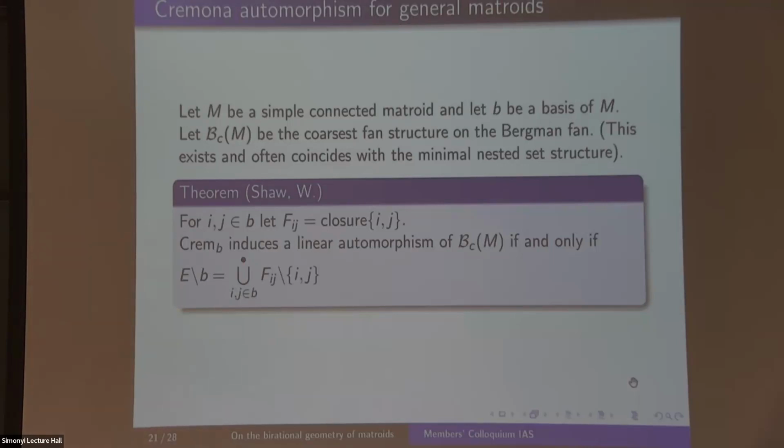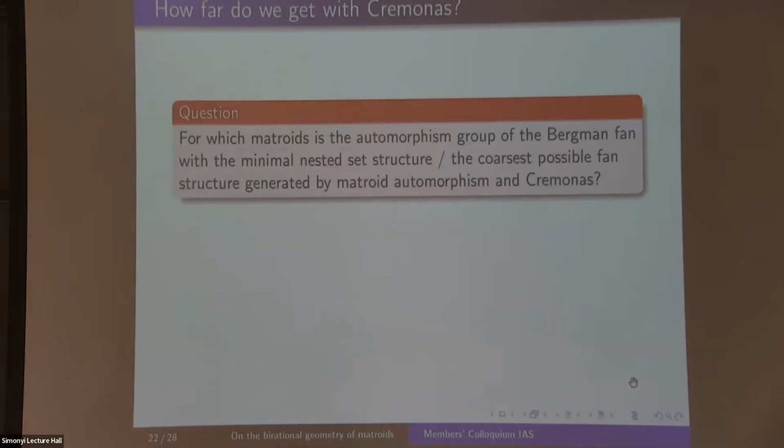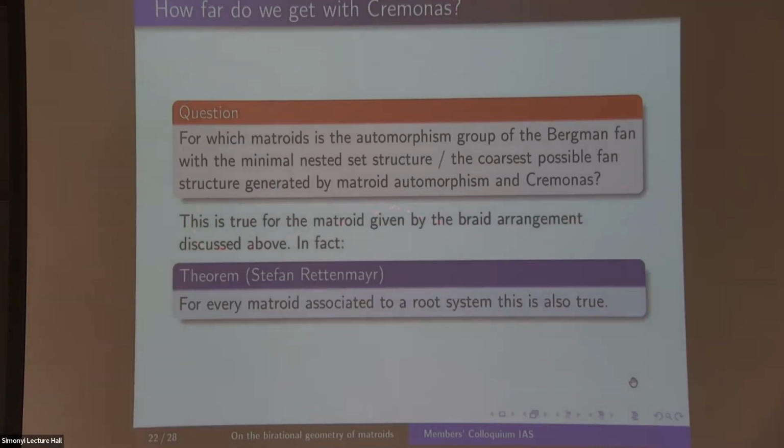And now the question is, how far does this get you when you want to determine the full automorphism group of the Bergman fan with the coarse fan structure, or maybe the minimal nested set fan structure? How far do you get by the matroid automorphisms, which are always there because they even preserve the fine structure, and this Cremona? Oh, that's the question. And we've seen for the matroid given by the braid arrangement, this is enough. I only showed you A3 just for didactical purposes, but you can play this game in every dimension. And the automorphism group of the coarse Bergman fan of the A_n matroid is always generated by the matroid automorphisms and one additional Cremona, precisely the one we have seen in this argument.